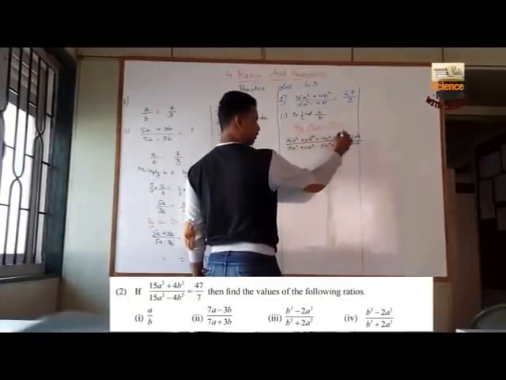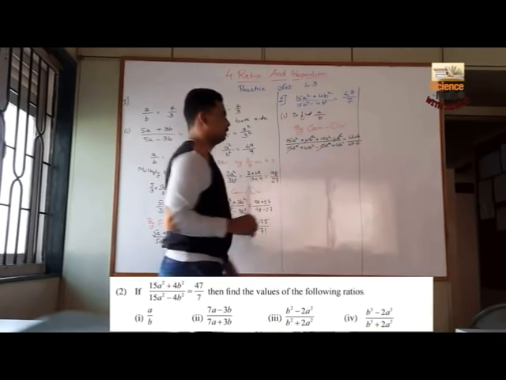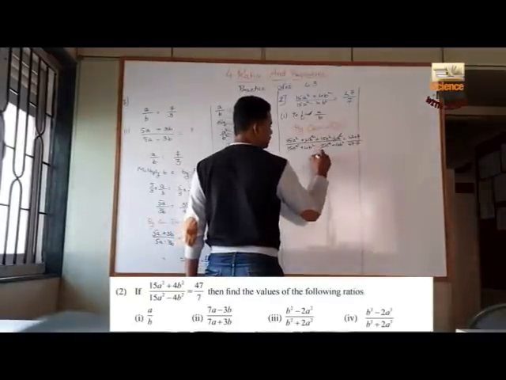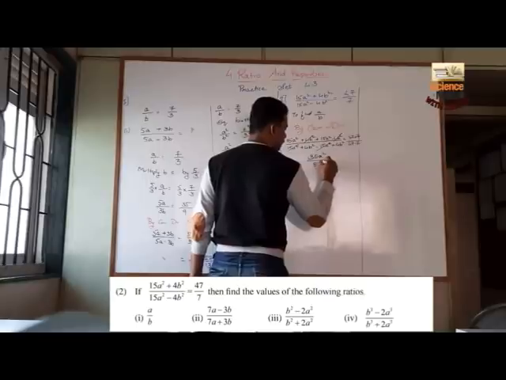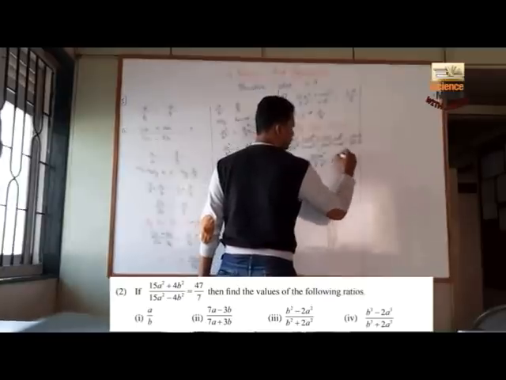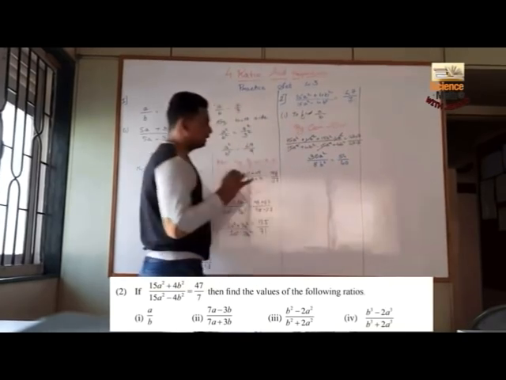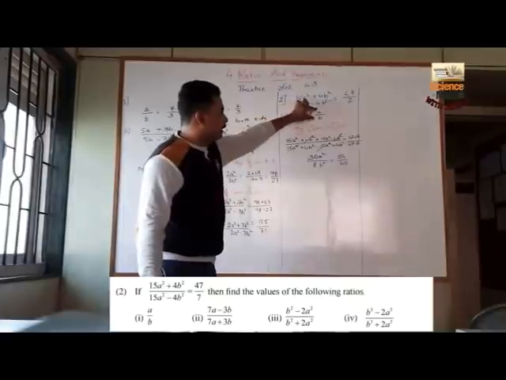So plus 4b square and minus 4b square, and plus 15a square and minus 15a square, are the terms that get cancelled, and what I am left with is 15 plus 15, which is 30a square, upon 8b squared, is equal to 47 plus 7, which is 54, divided by 47 minus 7, which is 40. These are the numbers that I got. I have to get a upon b.